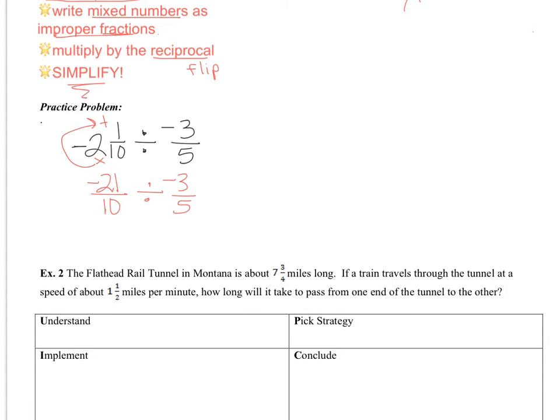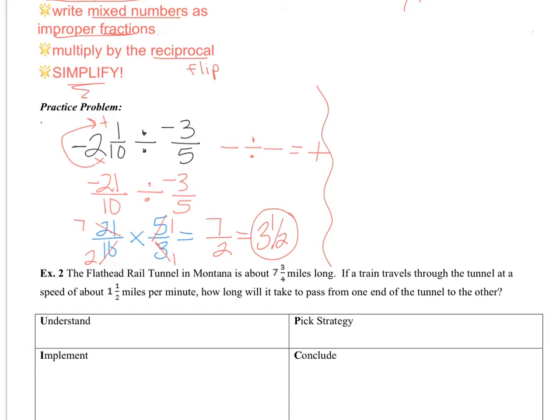Okay, so I wanted to help you with that first part of going from a mixed to improper. And also let's talk about the signs. We're taking a negative divided by a negative, so our quotient is going to be positive. Other than that, I'm going to let you work this one out on your own.